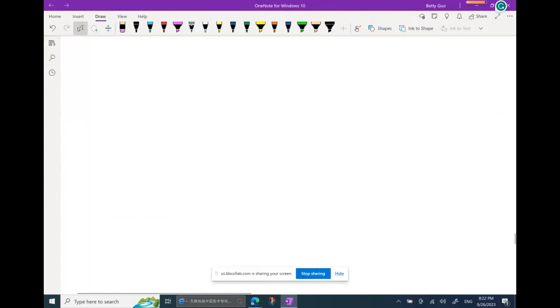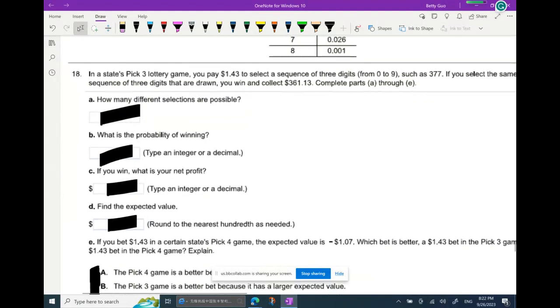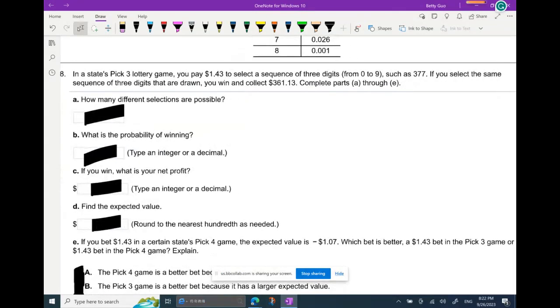Okay, so this is a good problem, and many other problems are similar. Now I'm going to find a problem that you might have trouble with, because we need to cover at least one, and you'll know how to do that when you go to your homework. Let's do number 18. In a States pick 3 lottery game, you pay $1.43 to select a sequence of 3 digits from 0 to 9, such as 377. If you select the same sequence of 3 digits that are drawn, you win and collect $361.13. Complete part A and part E.